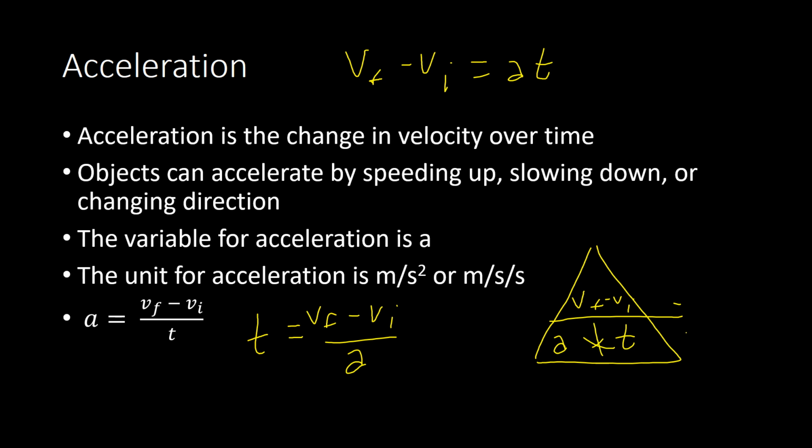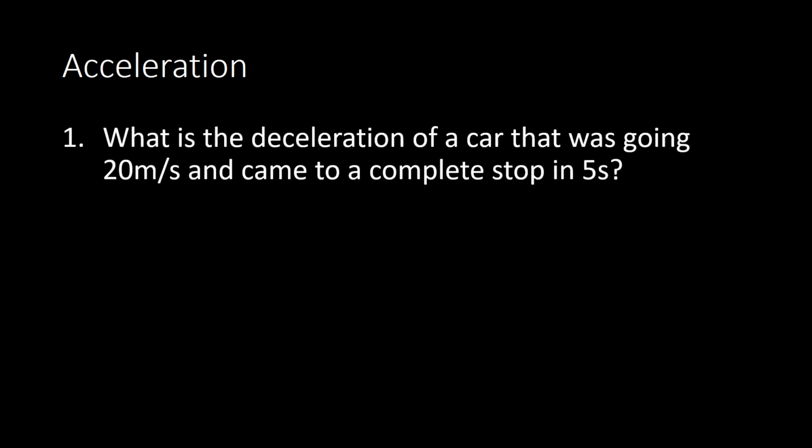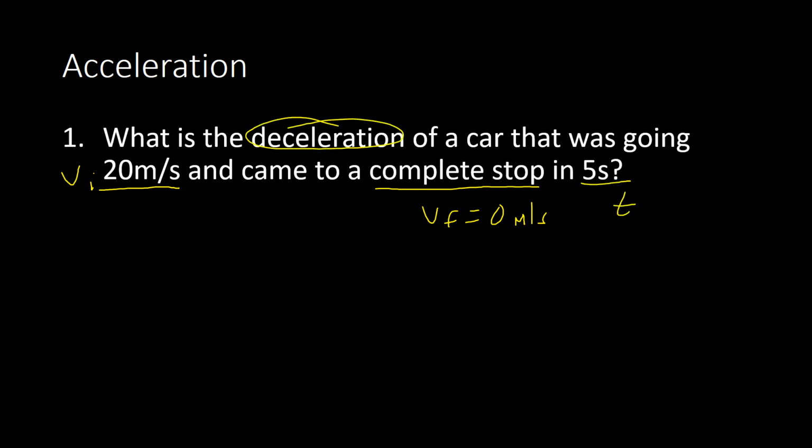So let's take a look at some example problems. What is the deceleration of a car that was going 20 meters per second and came to a complete stop in 5 seconds? So first we're going to identify: 20 meters per second says it was going that, so that's going to be my initial velocity. Complete stop tells me that my final velocity is 0 meters per second. My time is 5 seconds, and deceleration is just a different way of saying acceleration that's slowing down. So then my next step is to write my formula.